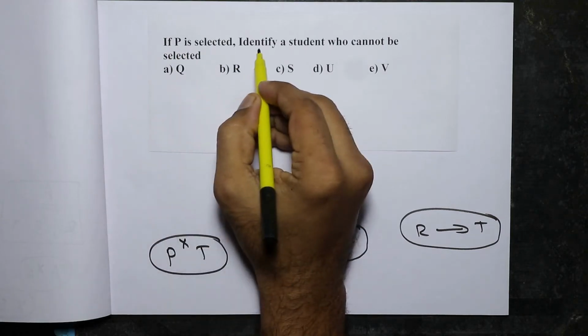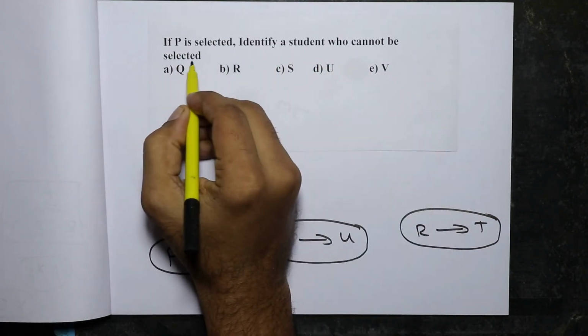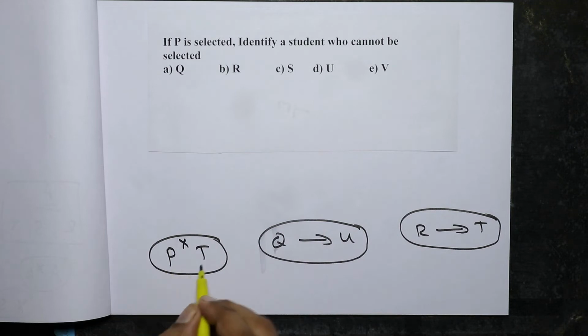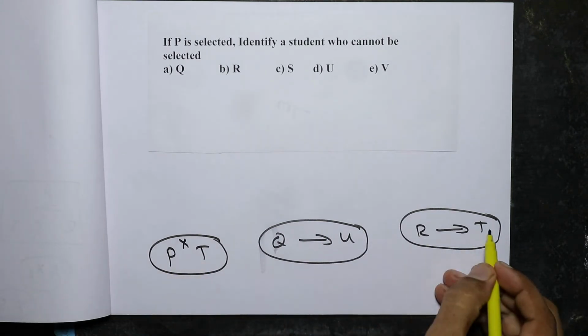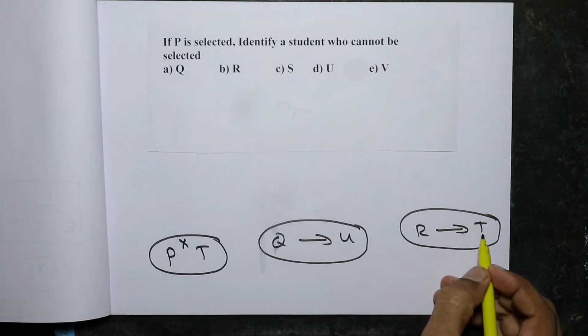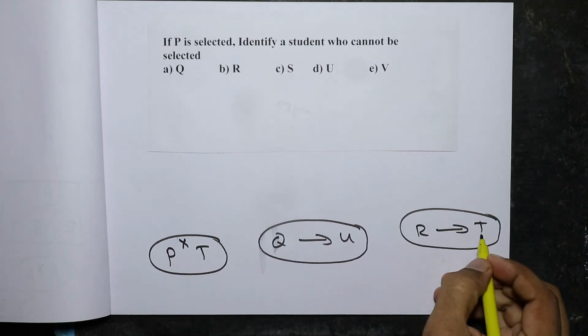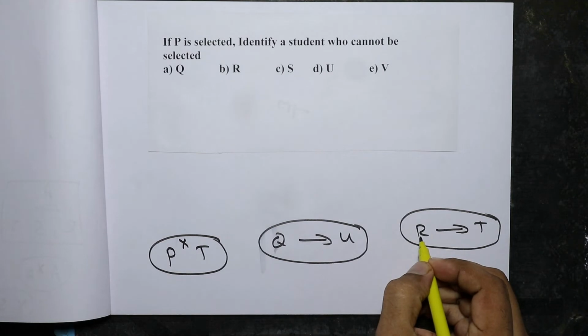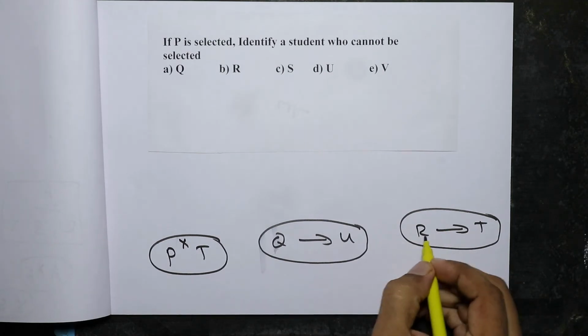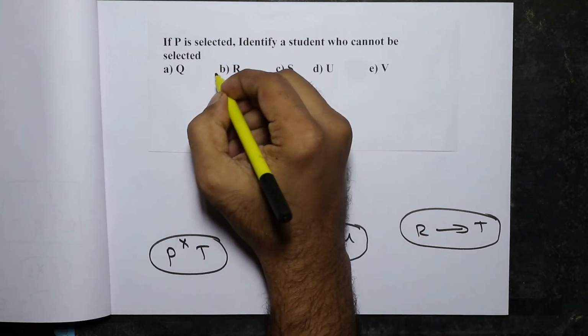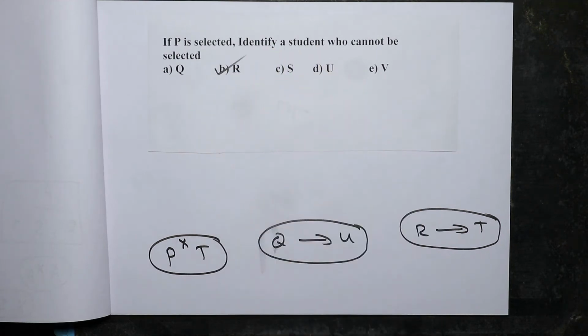If P is selected, identify a student who cannot be selected. If P is selected, T cannot be selected. Now if R is selected, compulsorily T should be selected. And since T cannot be selected, R cannot be selected. So the person who cannot be selected is R. So option B, R is the right answer.